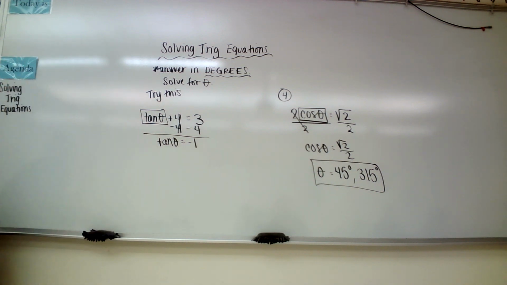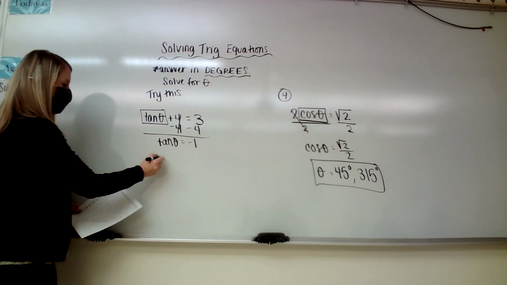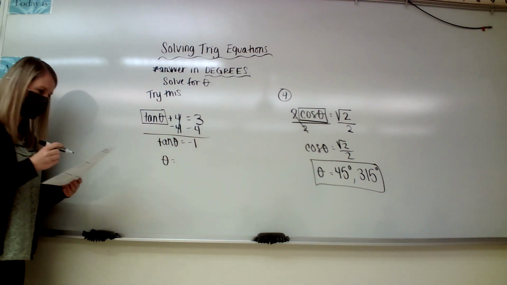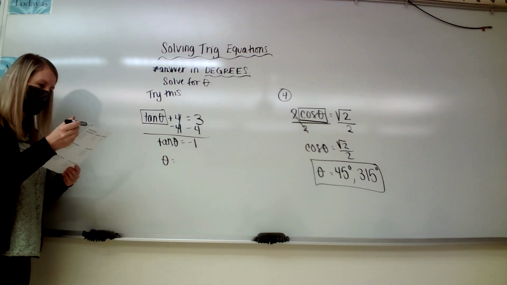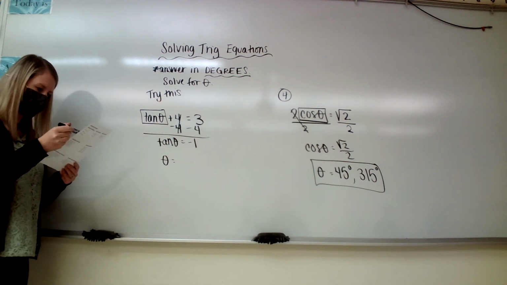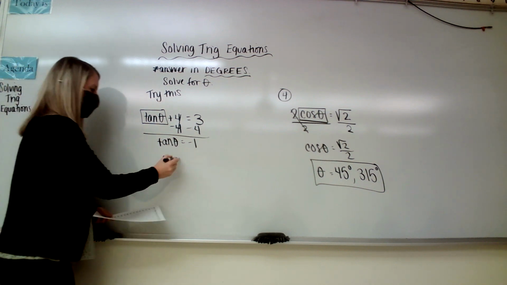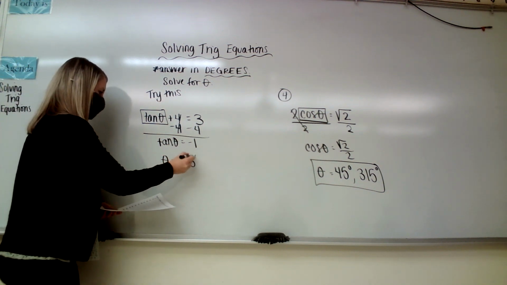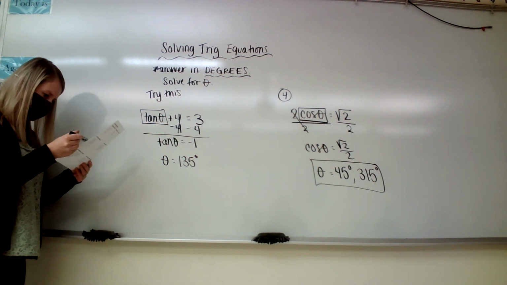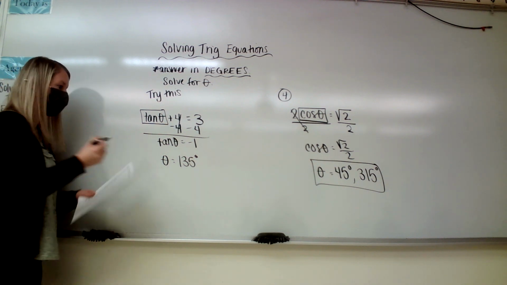So I grab my chart because once again, I have no clue what these are off the top of my head. I'm always just going back to my chart. All the work's done for me. I'm going down the tangent column. I'm finding -1. That happens at 135 degrees. It doesn't happen anywhere else. It does. It also happens at 315.